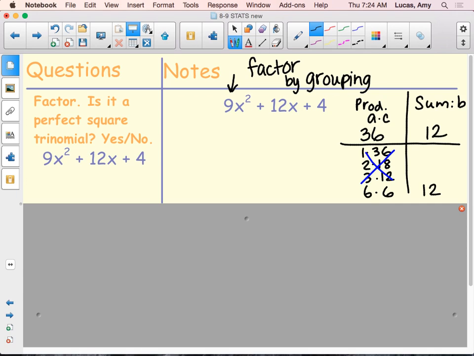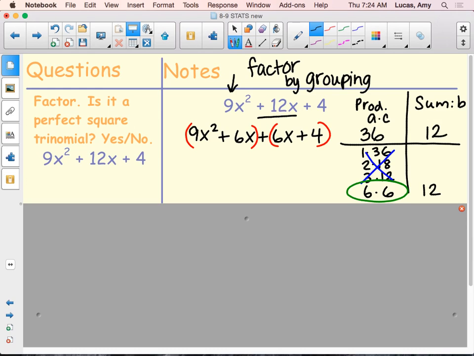Now, remember how grouping works. It's this term in the middle that I'm going to be changing. So 9x squared plus 6x plus 6x plus 4 is what we need to use. Now I group together my terms, and I take out their greatest common factor.